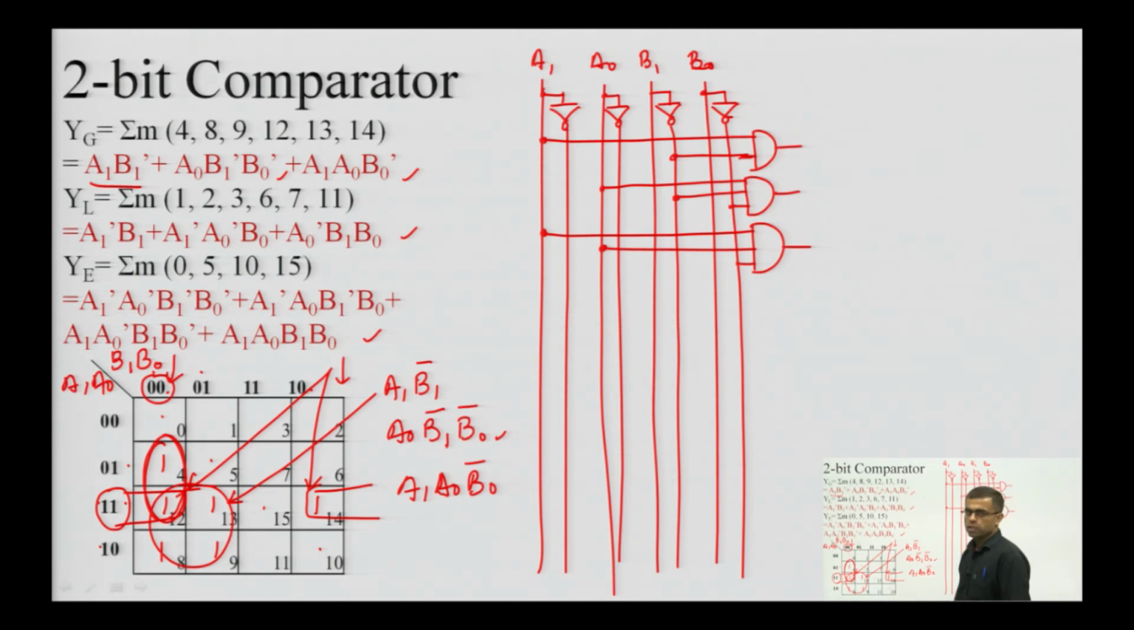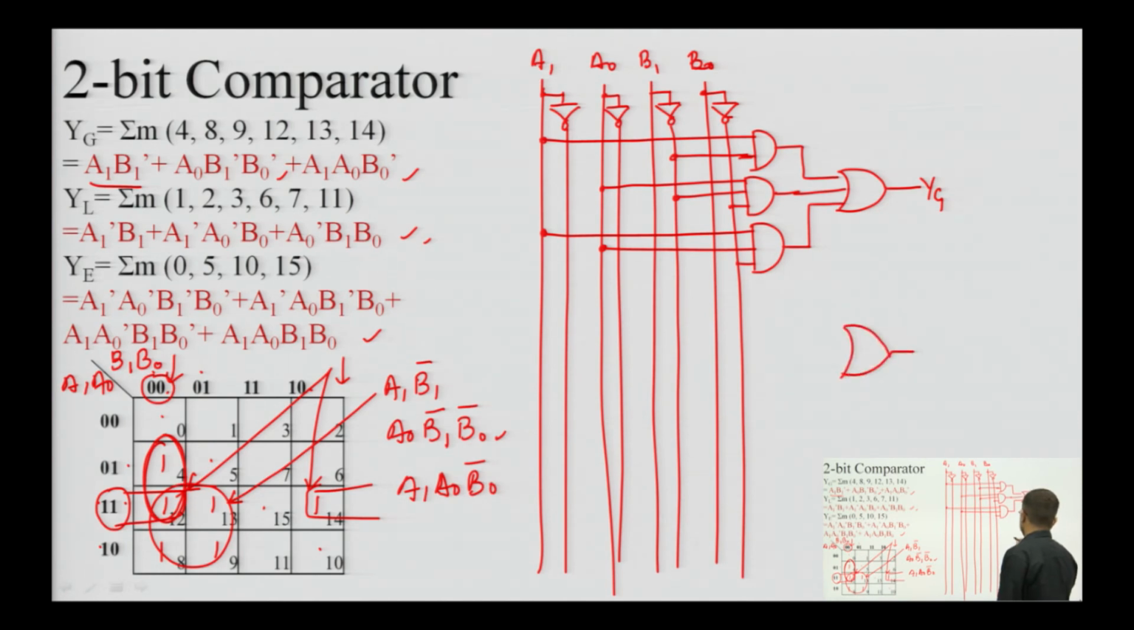So, these three products are ready. These three products can now be added together to generate the expression for y g. Okay. Similarly, we can implement this concept for y l. There will be three products here. And similarly, 4 products will be there for y e.